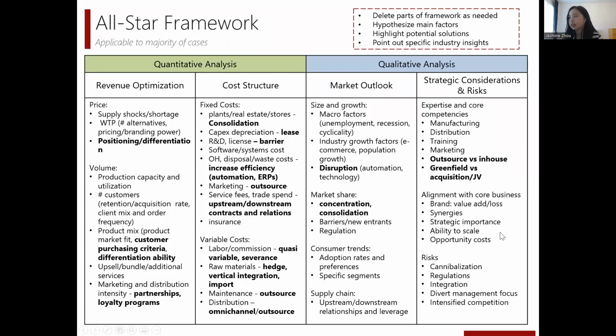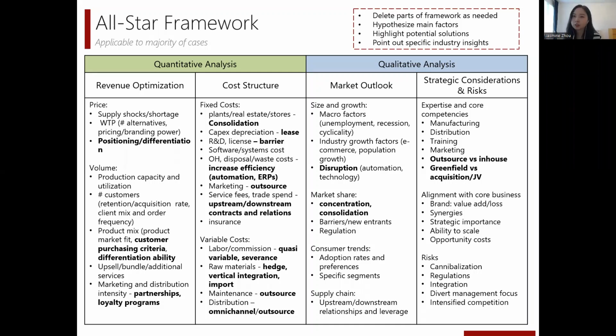The second one is talking about the alignment of whatever this case is talking about with the client's core business and goals. So maybe it's a market expansion case, or it's whether or not to sell a new product, or whether or not to do something. Does this align with the current brand? Is it value add or is it value loss? What are the synergies between this new thing or business that the client wants to do versus their pre-existing businesses?